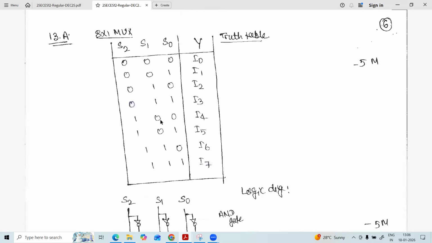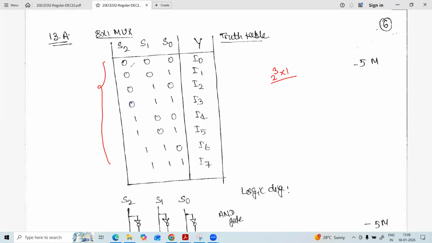So here, with the multiplexer, what is given? We have to design the 8x1 multiplexer. We can write this as 2 to the power 3 by 1, which means 3 selection lines are required. With the help of 3 selection lines, we have a total of 8 combinations, so all 8 combinations are written.